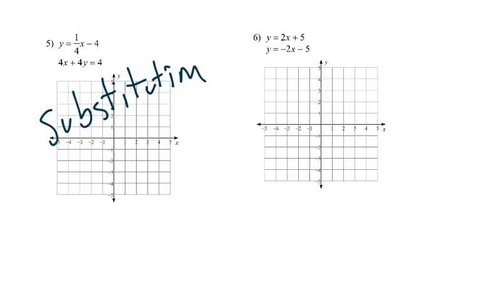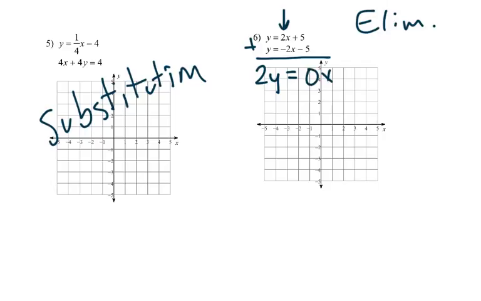Number 5, to me, is one that I would use substitution for. Now, number 6, I could use substitution, or because they're in slope-intercept, I could do graphing. That would work just as easily. However, I would most likely use elimination. The reason being, it's all lined up and easy to go. And I would say a positive 2x and a negative 2x, I'm going to add these. So y plus y would give me 2y. 2 plus negative 2 would give me 0x. 5 plus negative 5 would give me 0. So 2y equals 0. Divide by 2.